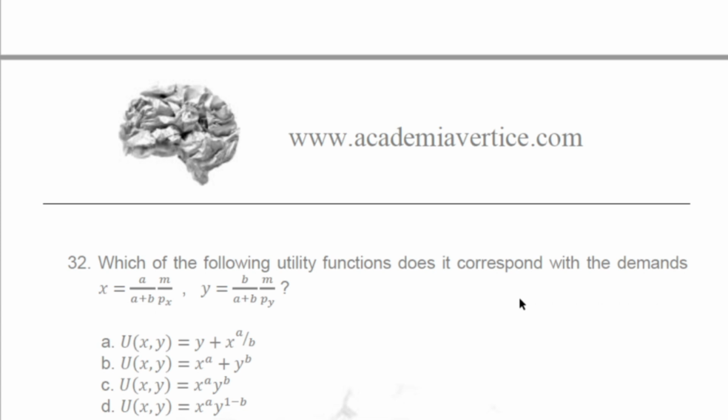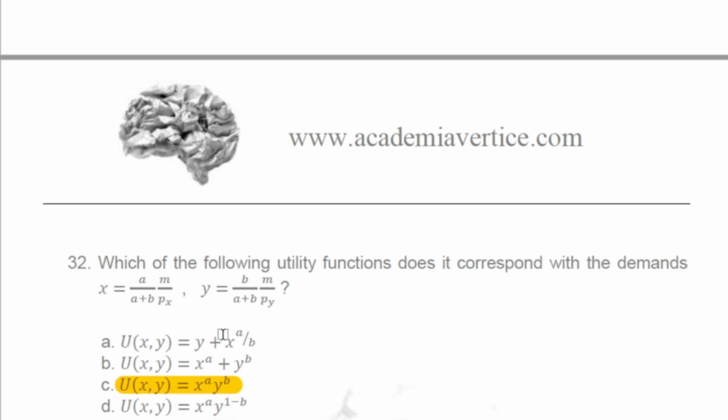Well, question 32. Which of the following utility functions corresponds with these demands? These demands are the typical demands that we get from Cobb-Douglas type utility functions. So clearly, the true one is C.